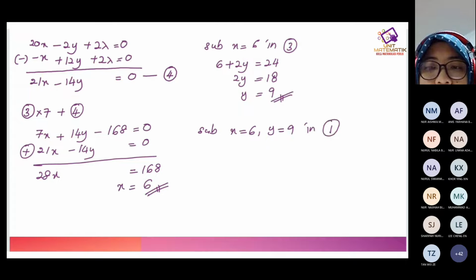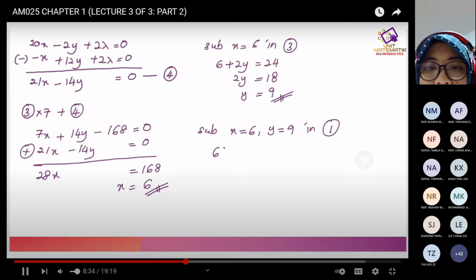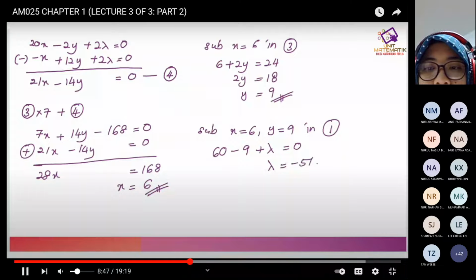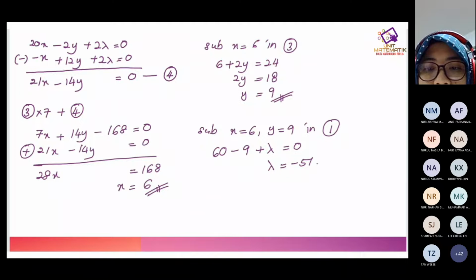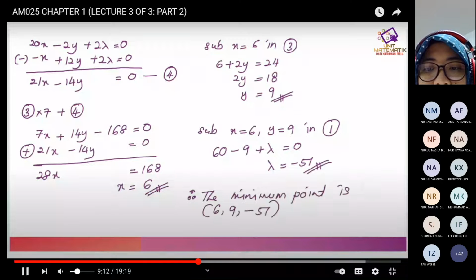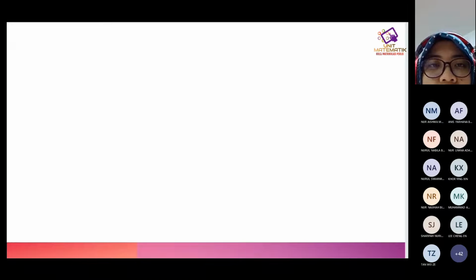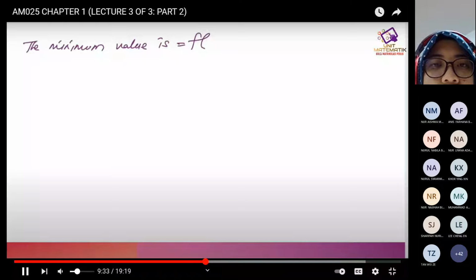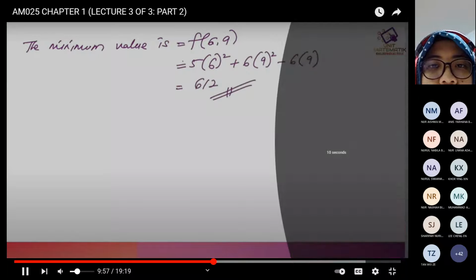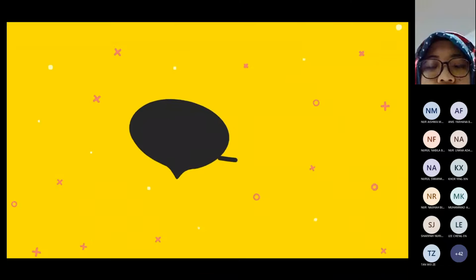From equation 1, 60, negative 51. And you write the form. The minimum point kita tulis macam ni. The minimum point is 6, 9, negative 51. Okay, tulis macam ni lah. And the last step, you should find the minimum value. And substitute the value of x plus 6 times 9. Okay. So minimum value dia substitute sahaja.